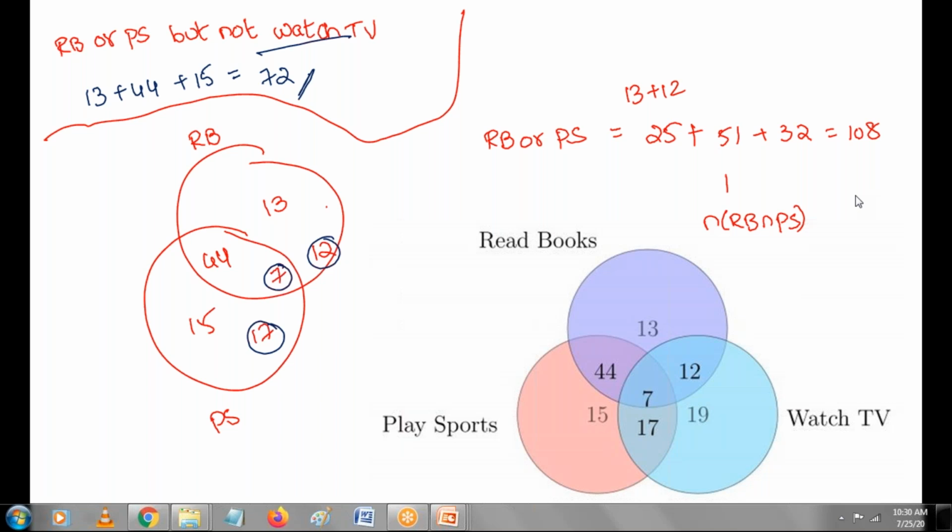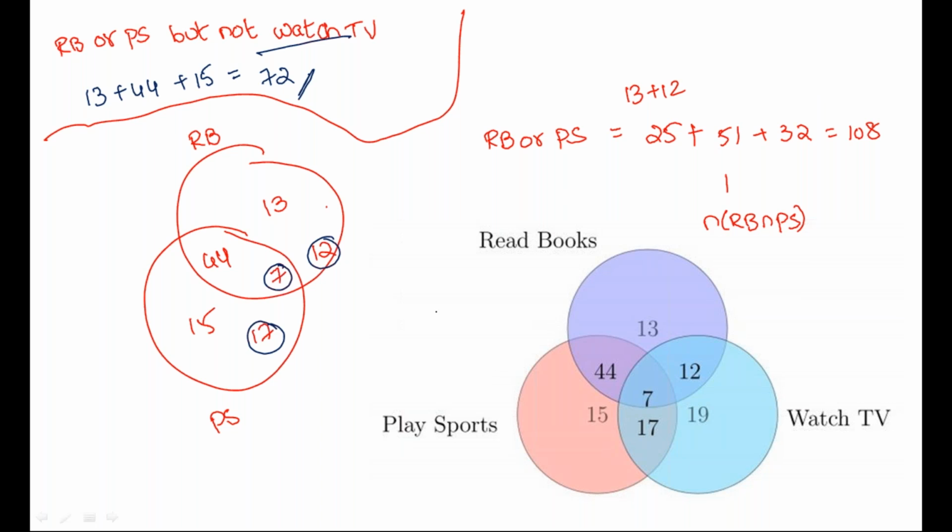First one is 108. It's not 51 as a lot of people mentioned. Reading books or playing sports but not watching TV is 72, and that is different. Guys, that 51 a few people mentioned is "and". Reading books and play sports, that is the intersection, which is "and".